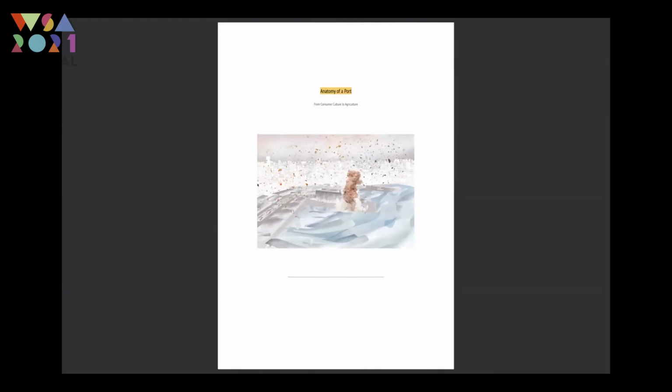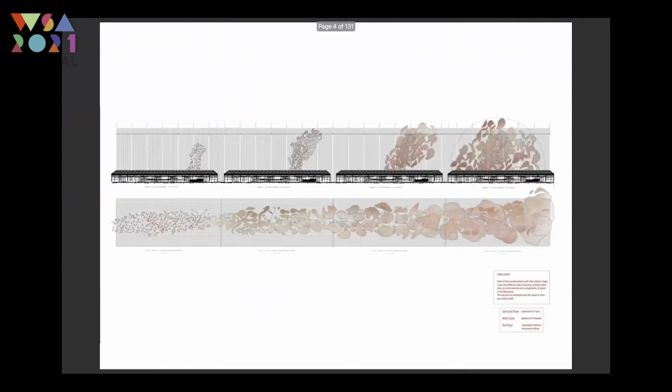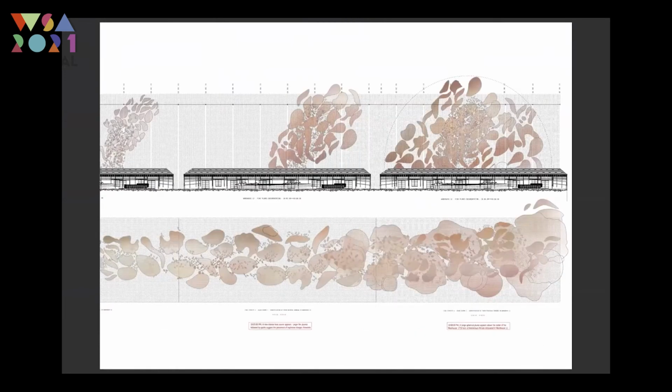Okay. So, Anatomy of a Port: from consumer culture to agriculture. Beirut was said to have been destroyed 7 times, and on August 4, 2020, it was destroyed for an 8th time. It all started at 5:56 p.m. when the fire plumes were first identified in warehouse number 12 in the port of Beirut. As time went on, the smoke thickened and its color kept changing to a darker shade. At 6:08 p.m., the third largest explosion in history originated from warehouse 12, destroying half of the city.